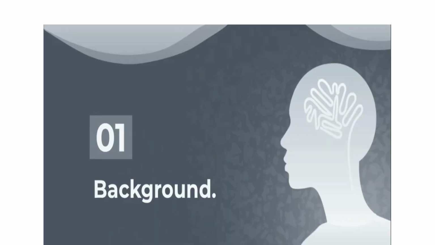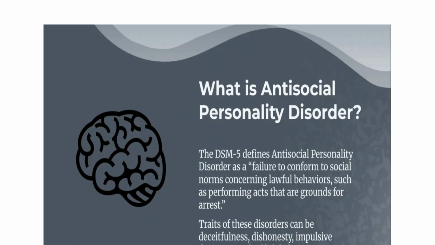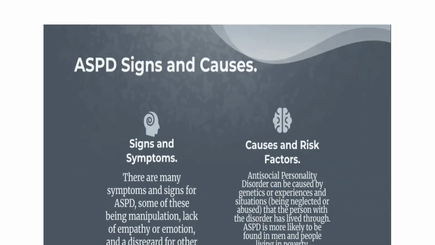Part 1. Background. What is antisocial personality disorder? The DSM-5 defines antisocial personality disorder as a failure to conform to social norms concerning lawful behaviors, such as performing acts that are grounds for arrest. Traits of these disorders can be deceitfulness, dishonesty, impulsive decisions, and selfish behaviors.